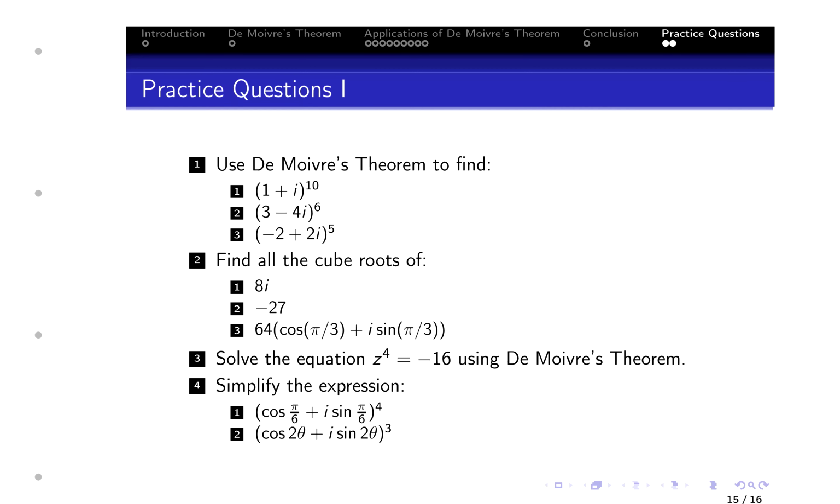So (1 plus i) raised to power 10, (3 minus 4i) raised to power 6, (minus 2 plus 2i) raised to power 5. Then find all the cube roots of 8i. What we did before was for minus 8. Now you're dealing with 8i, then minus 27. So that's close to minus 8. And you have 64 (cos pi over 3 plus i sin pi over 3). All you need to do is apply the rule. Then solve the equation z raised to power 4 equals minus 16. It's more like looking for the fourth root of minus 16. Then you can also simplify these expressions using De Moivre's theorem.